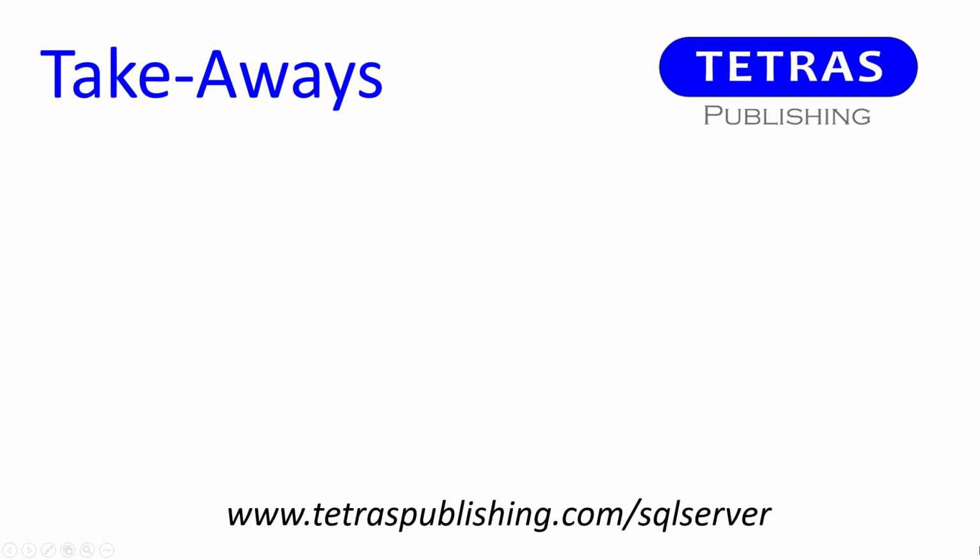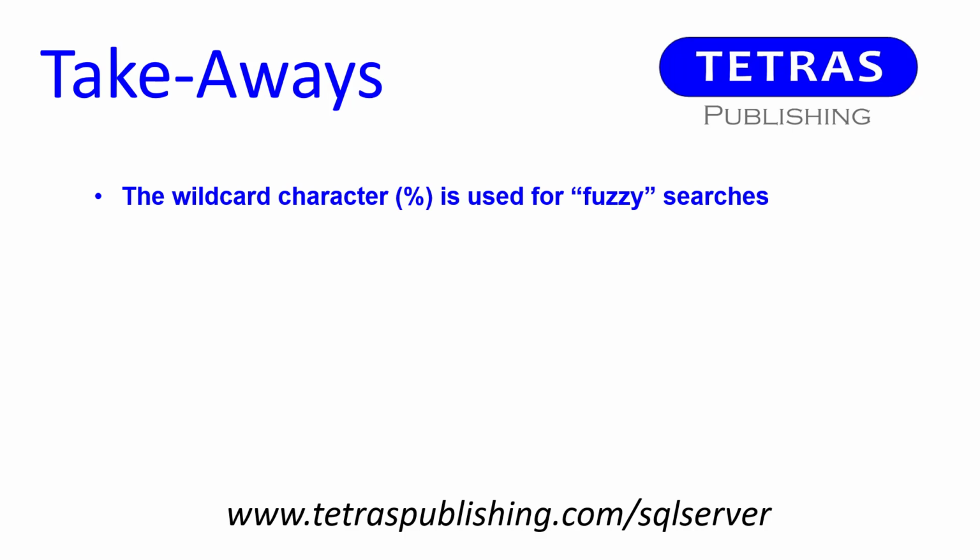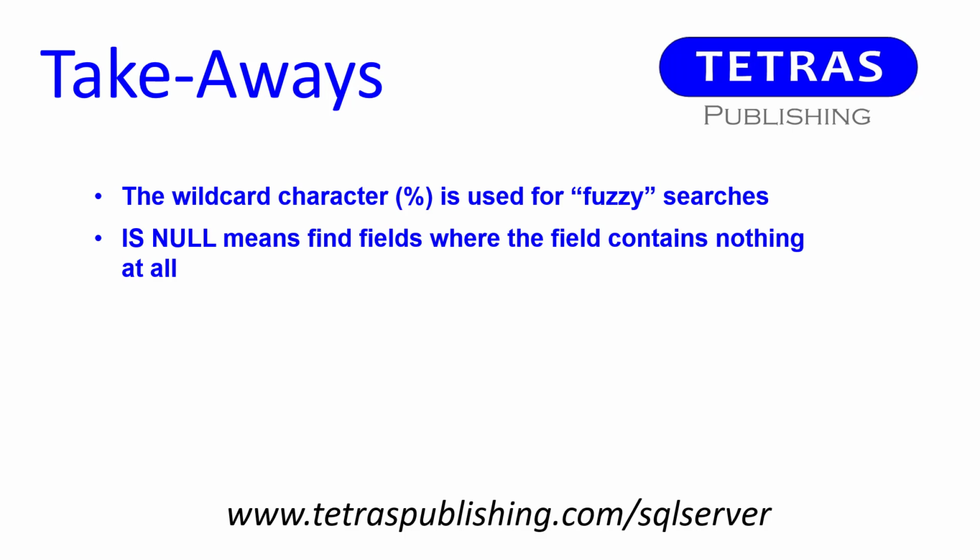So what are the key things to take away from this short video? Well, firstly, the wildcard character, percentage, is used for fuzzy searches. This means you're looking for anything in the field. Remember, a wildcard at the start means anything up to a character. A wildcard at the end means anything from here on in. The second thing to remember is that isNull means find fields where the field itself contains nothing at all. No spaces, no double quotes, nothing whatsoever.